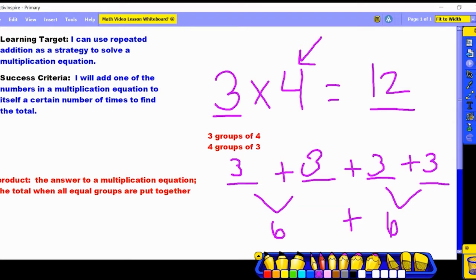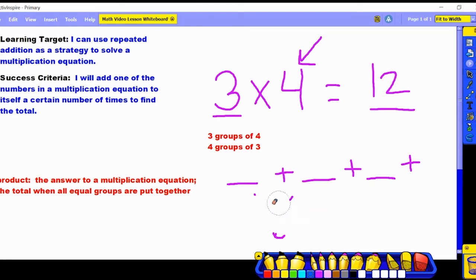How did you do? Now let's think about, even though we already know the answer, what's the other repeated addition we could have done to solve this problem? Instead of adding 3 to itself 4 times, are you thinking what I'm thinking? We could also have solved this by adding 4 to itself 3 times.